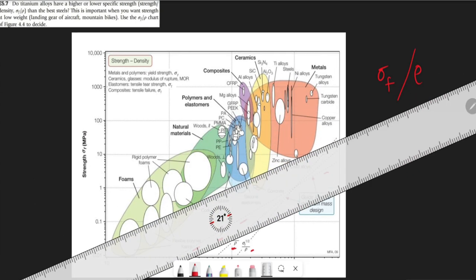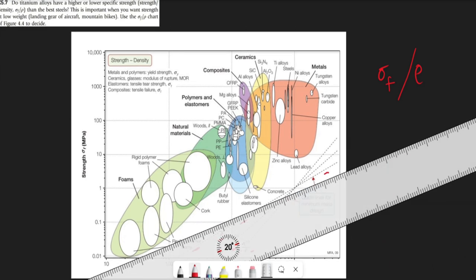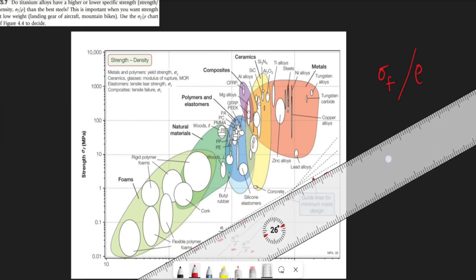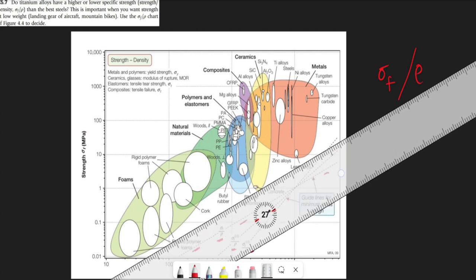You can manually calculate this as well, but this is the most efficient way to do it. So all you have to do is place the ruler on this line. Once you place it on this line, which is 27 degrees, all you have to do is move your ruler up. Since we have this line, we move the ruler all the way up.